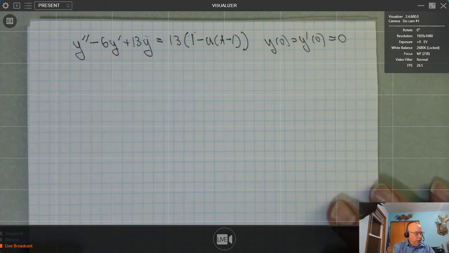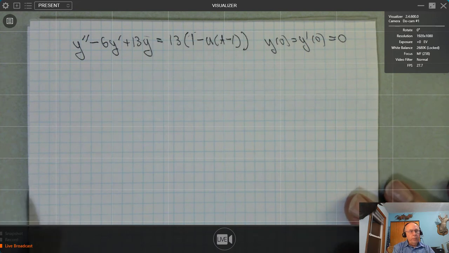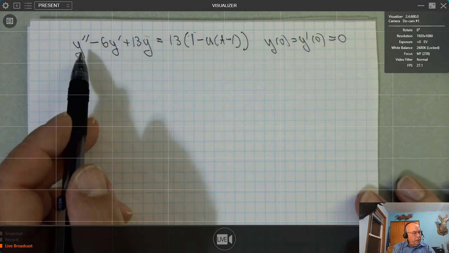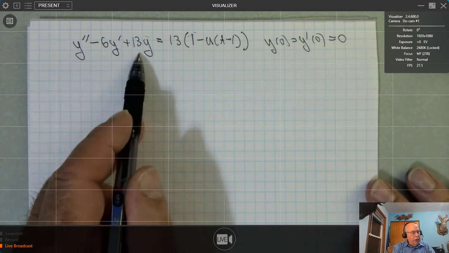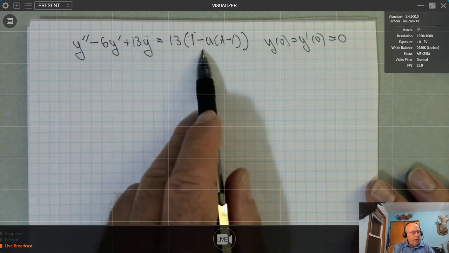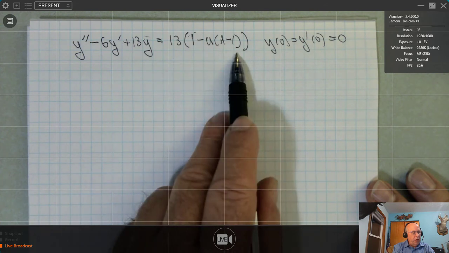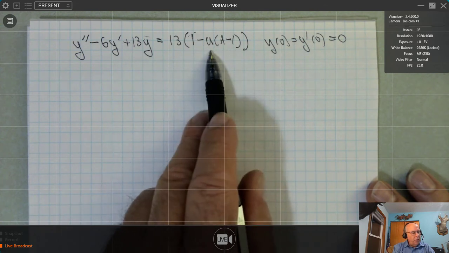Okay, we're going to do one last example now. This is a linear constant coefficient ODE where the right-hand side has a discontinuous function in it, but in this case it's a step function rather than the delta Dirac function.